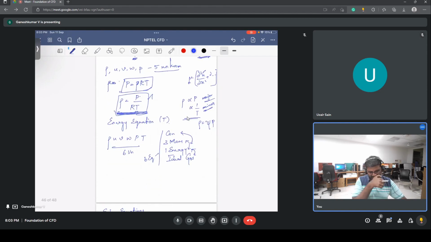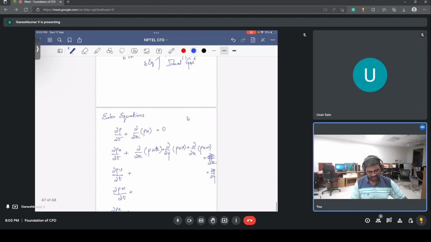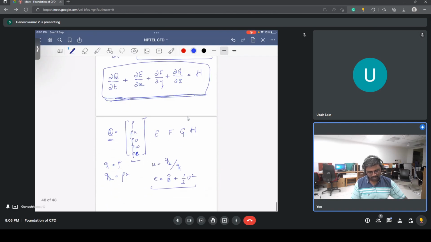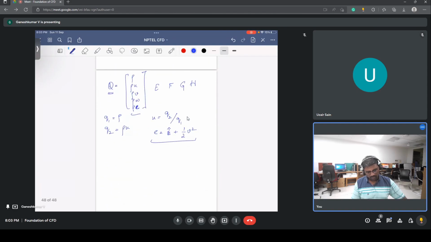Come back. In the next class, we will try to use this approach for a lid driven cavity flow, and we will see how to implement it. All right. So I will stop here.